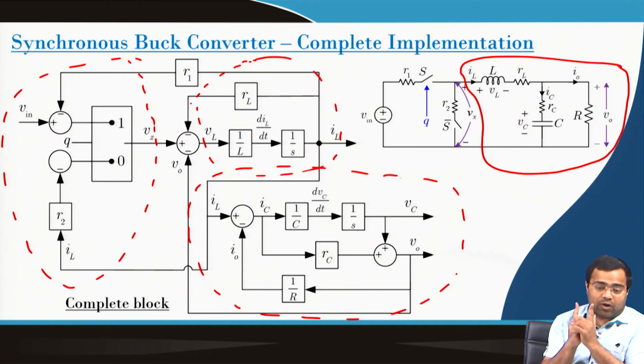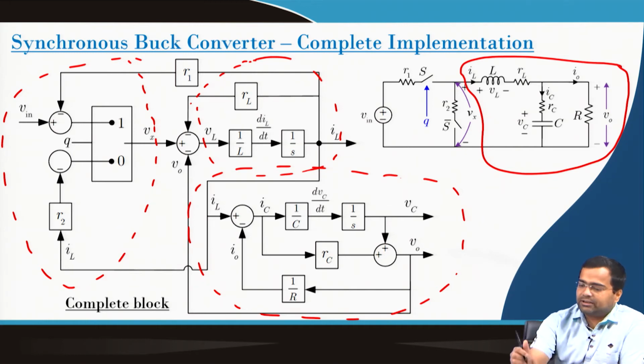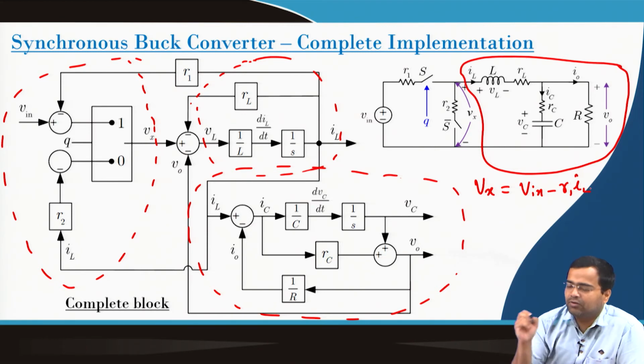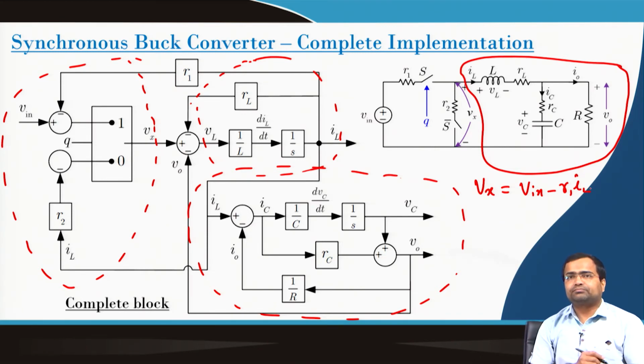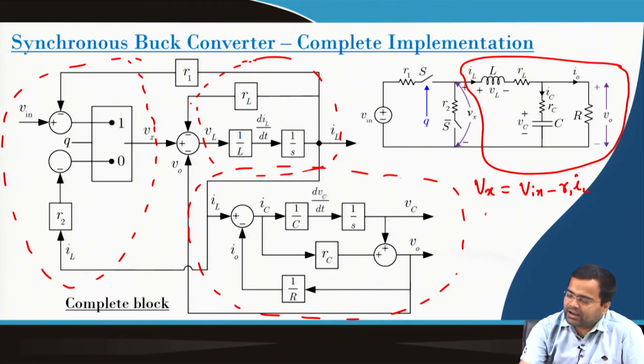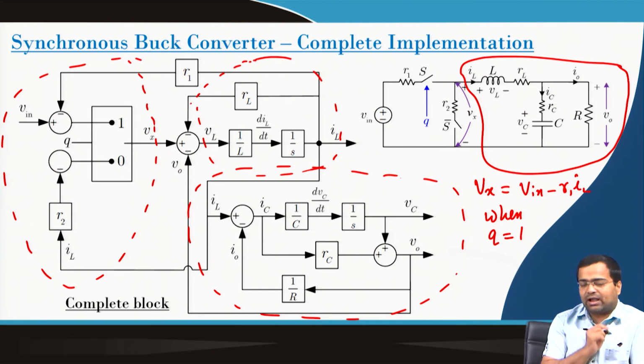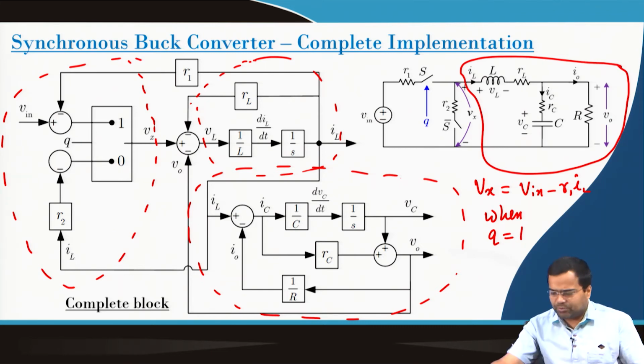When the switch is on, if you look at this Vx terminal, the Vx will be V in minus R1 IL when the switch is on, that is when my Q is equal to 1, right. And it will be V in minus R2 IL when Q is 0. So, this switch block we have to use.